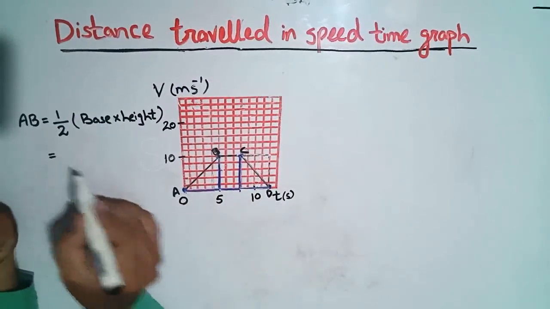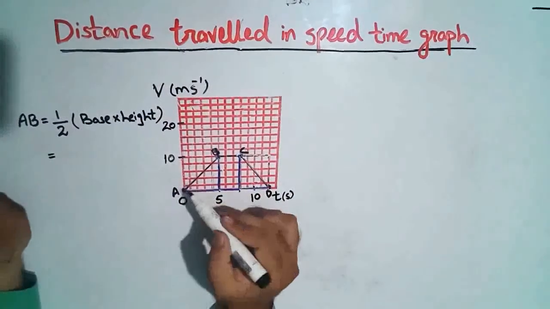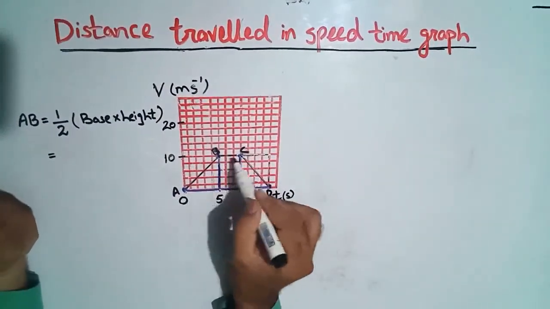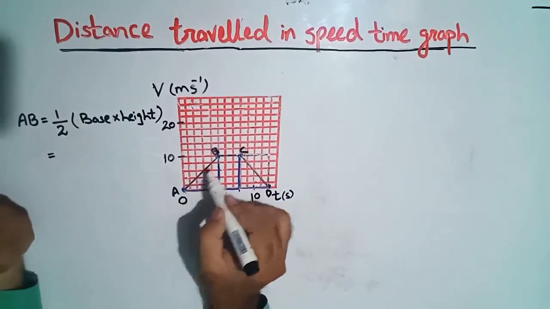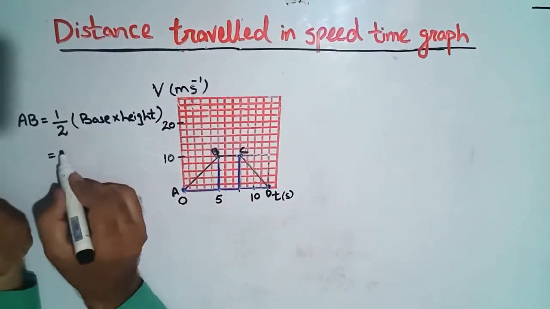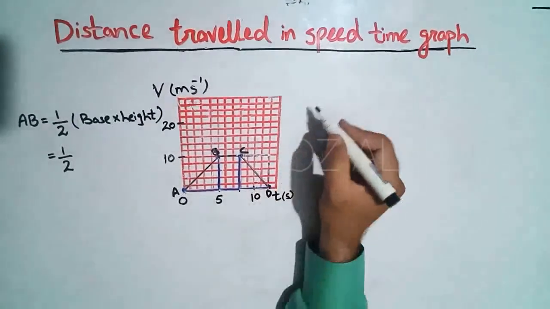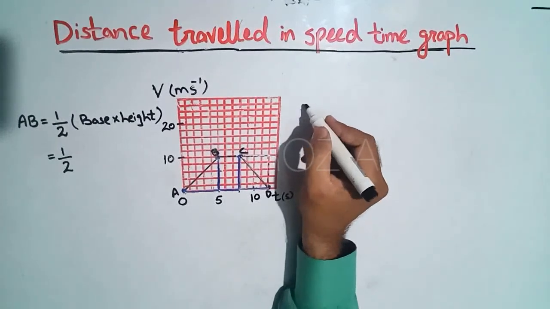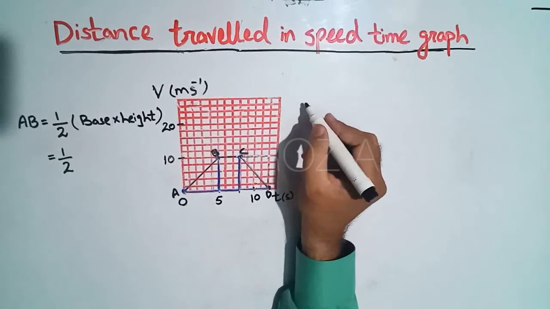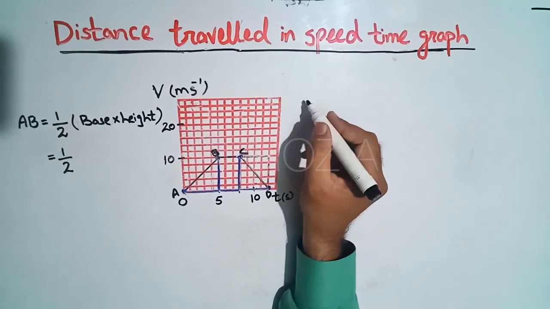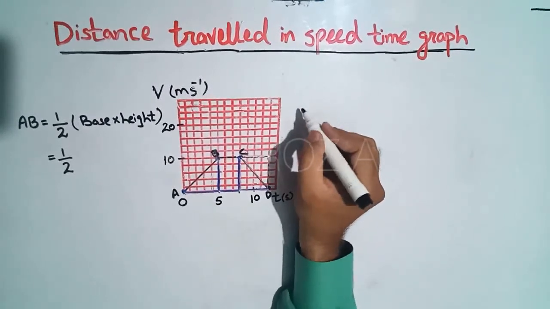So the area under the curve will give you the distance traveled in a speed time graph. Area under the curve, first one, second one, and third one. For the first curve we are finding the area, that is 1/2 into base into height. What is the base here? I have already discussed the scaling of the graph in the gradient or slope video uploaded on my YouTube channel, you can see it.